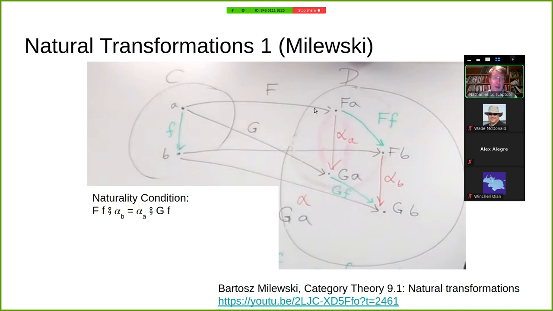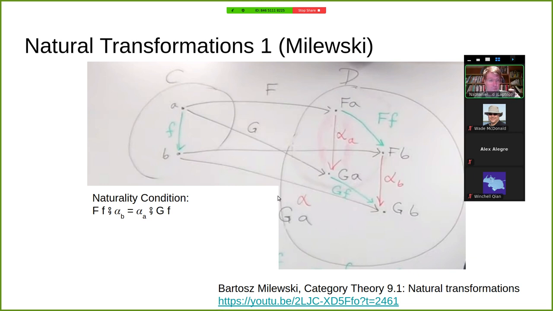For each object in C, it tells us how to connect where it was mapped to by F to where it was mapped to by G. So we have alpha sub A, because there's an A in C. Alpha sub B because there's a B in C. That sounds weird, doesn't it, in English? And so on. For each object in C, there's some mapping that says, this is how you go from how F maps it to where G maps it. This is how you translate from one to the other, how you go from how F treated it to how G treated it, right?